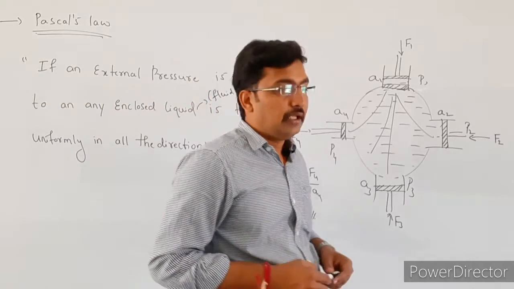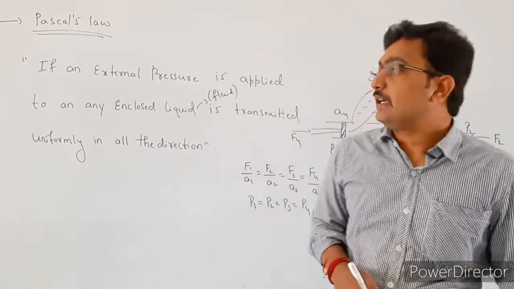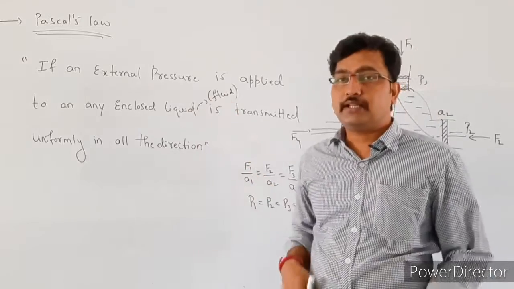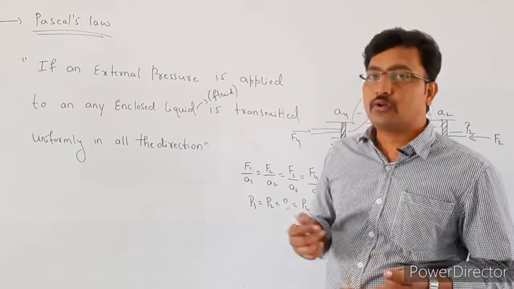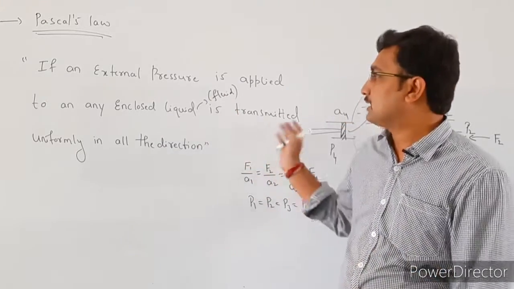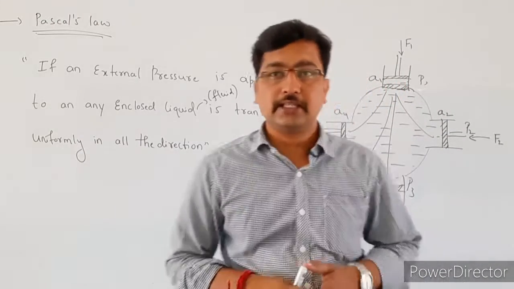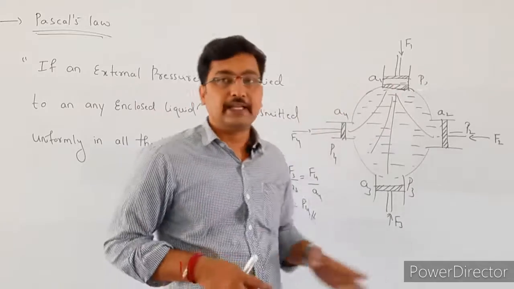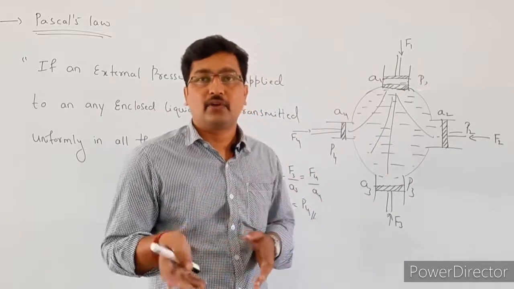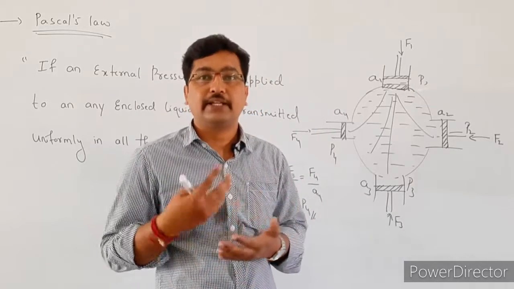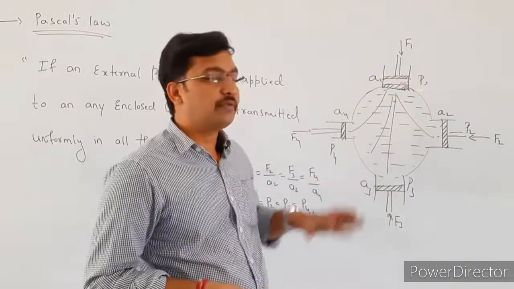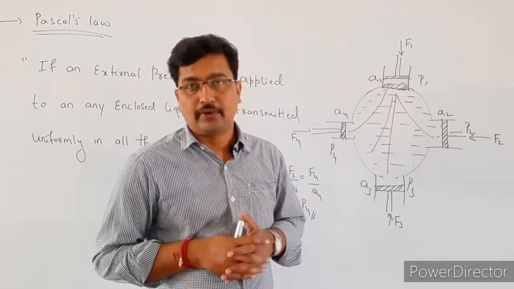Okay, see here. In Pascal's law, the statement is, if an external pressure is applied to any enclosed fluid or liquid, it is transmitted uniformly in all directions. So in this case we consider a spherical vessel. It is fitted with four frictionless pistons of different cross-sectional areas, and this vessel is filled with some fluid, right.